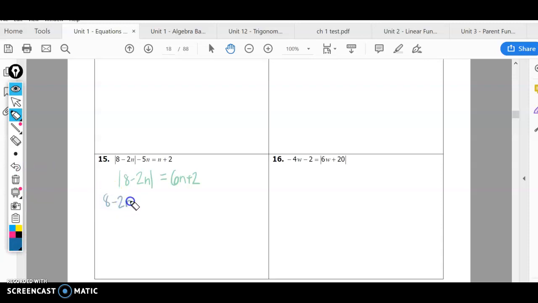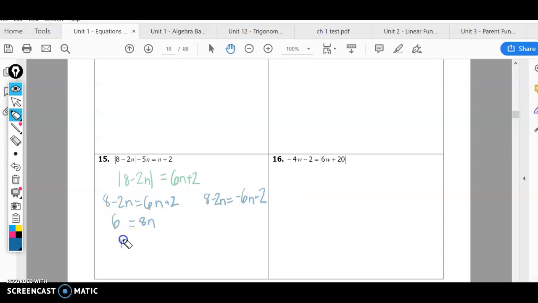8 minus 2n equals 6n plus 2. And the other equation is going to be 8 minus 2n, and you're going to do the opposite of both terms here to make negative 6n minus 2. Let's go ahead and solve this left equation.